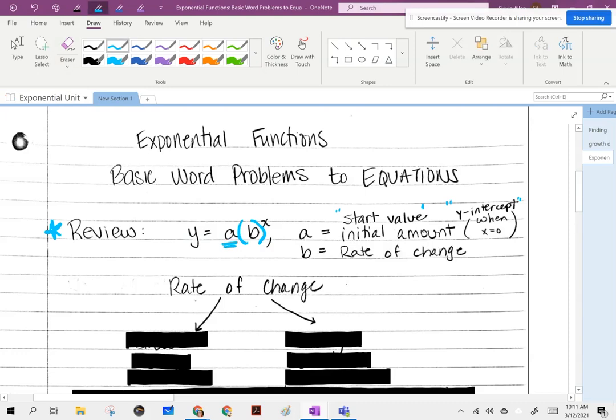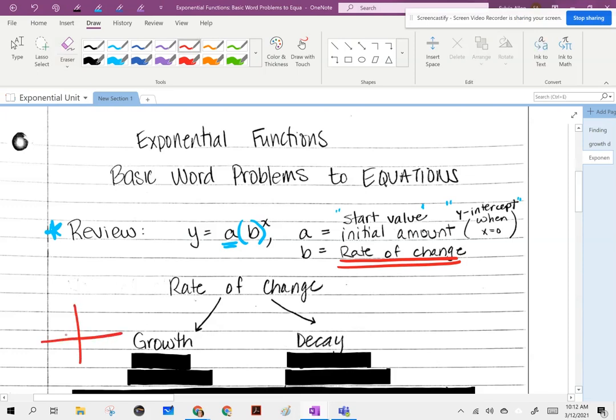Now the b value is going to be the rate of change. In a sequence, if we are multiplying by the same number, that is what the b value represents. Now, there's a couple of things that you need to know about the rate of change. The rate of change can either be a growth or a decay. So a growth is going to look like this, where it is increasing, like it's growing up, and a decay is going to be where it is decreasing, where the y values are going down, okay?